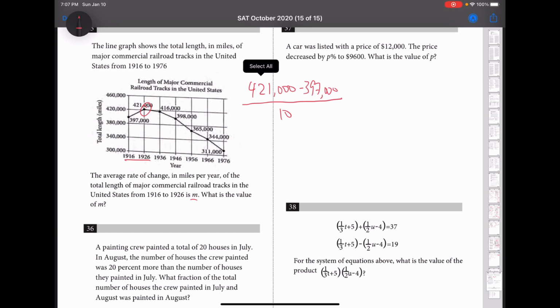So I'm just going to go to my handy calculator. I'm going to get 421 minus 397. That gives me 24,000. And then that's going to be divided by 10 years. Cross out the zeros. So the slope should be 2,400, the value of M. So 2,400 is the answer for number 35.